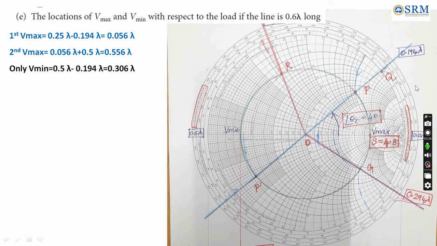Since the length of the transmission line is 0.6 lambda, we are able to achieve two voltage maxima and only one voltage minimum. So to find the voltage maxima location, if you could see from the voltage maxima, how much distance the load is available: 0.25 lambda minus 0.194 lambda. This is the distance from the load. And to find the second voltage maxima, if I want to see one more maxima, I have to move 0.5 lambda. So I just add 0.5 lambda to the first voltage maxima that I got. And the voltage minimum is available at 0.5 lambda, load is available at 0.194. So taking the difference between these two gives the location of Vmin. 0.5 minus 0.194 is 0.306.